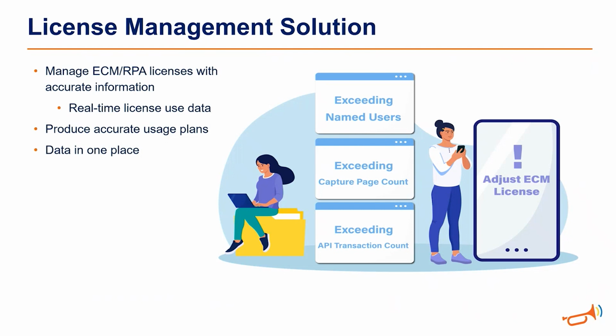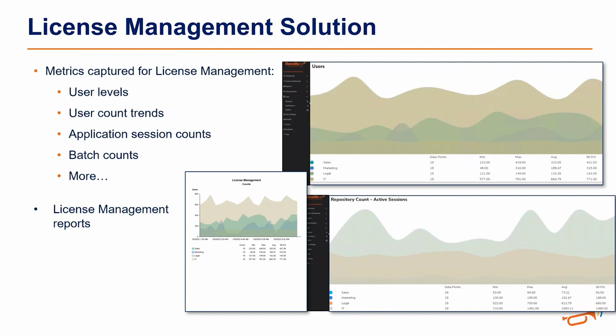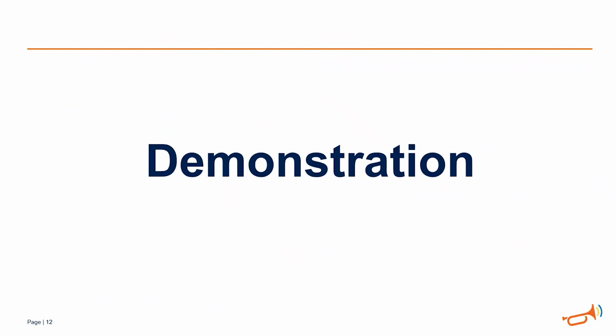For a large organization that is growing and continually changing its environment, it's hard to keep track of where these actual licenses are residing, on what servers, and what the usage is. Revly keeps track of user levels, user counts, application session counts, batch counts, and more, which allows customers to gain valuable insight as to what they're actually using in the licenses they've already paid for or are going to contract in the future. We're going to show you this now in a demonstration.